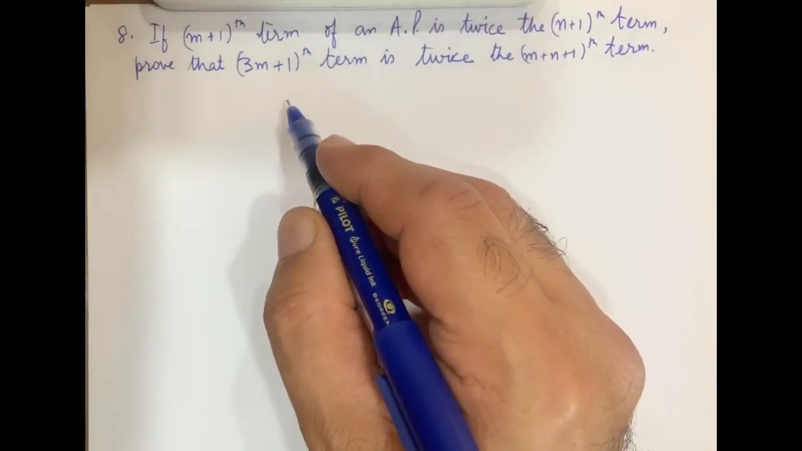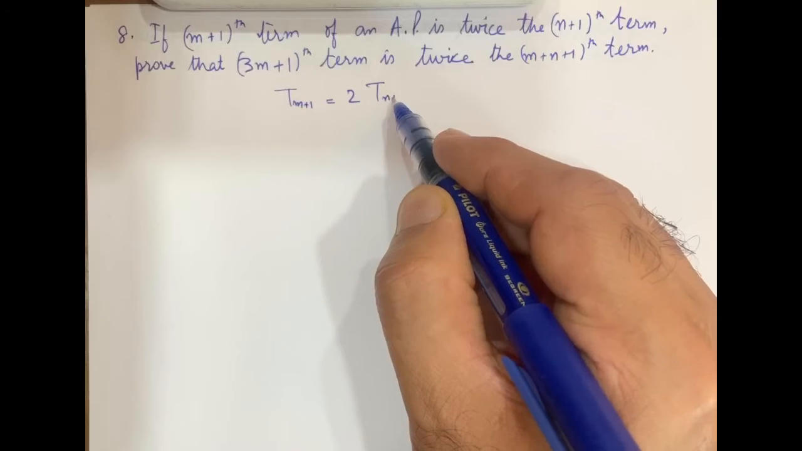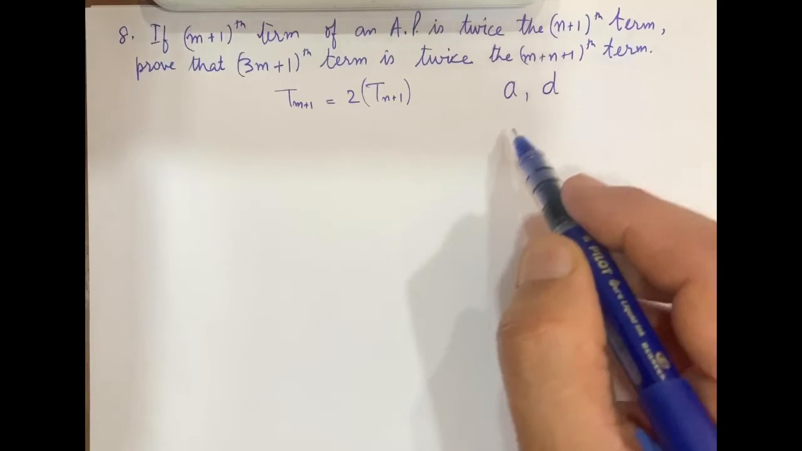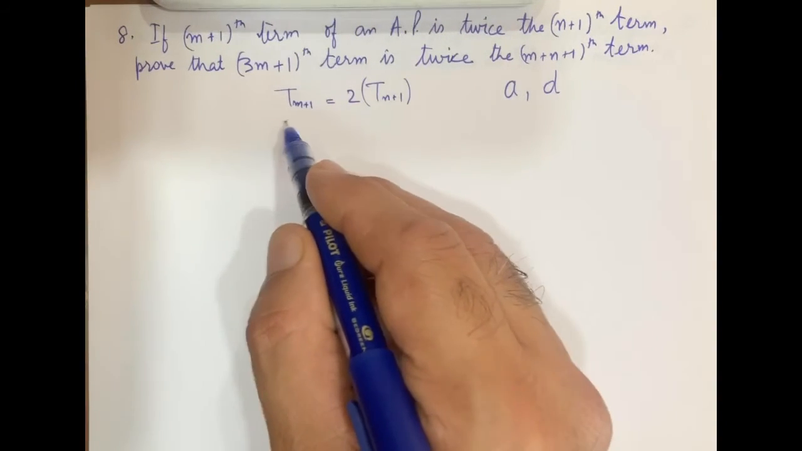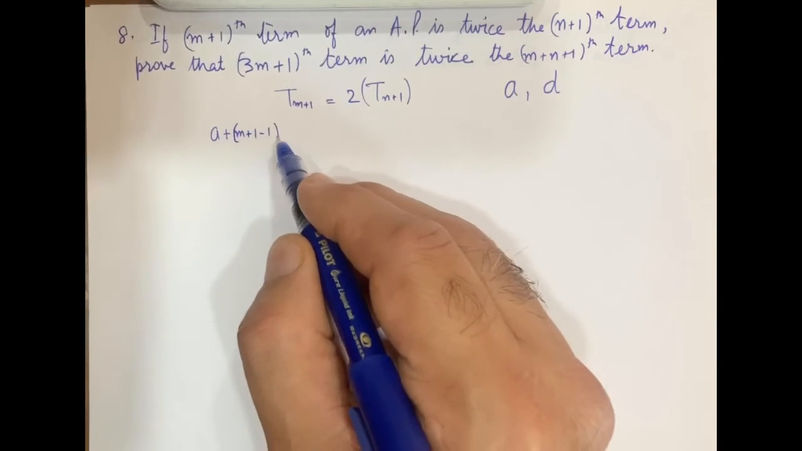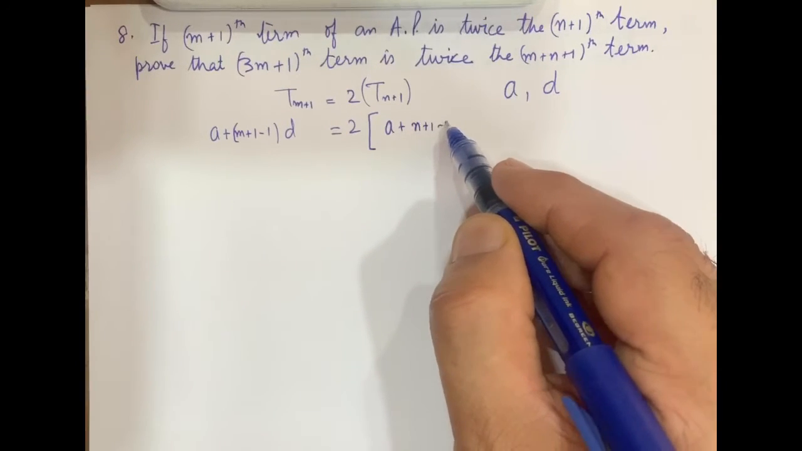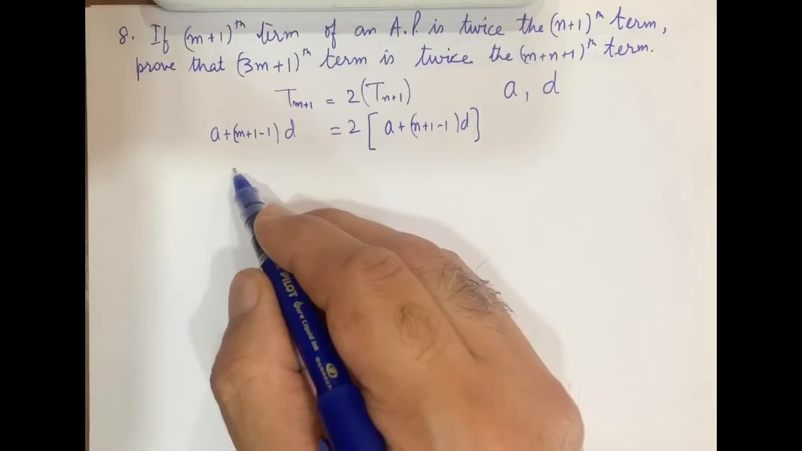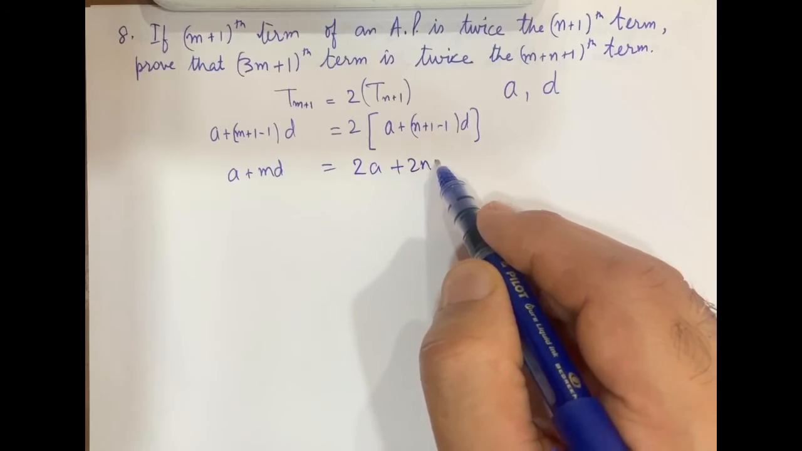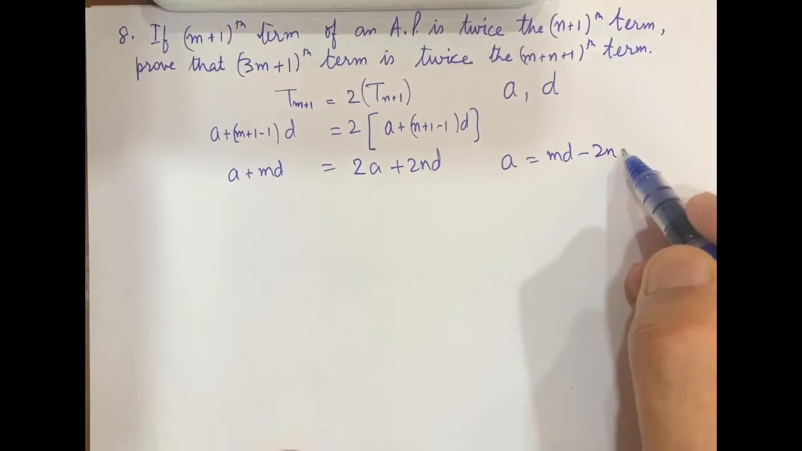We are given that the m plus first term of an AP, t m plus 1, is 2 times t n plus 1. So let us say the first term of the AP is a and the common difference is d. So we substitute values here. The m plus first term means a plus m plus 1 minus 1 into d. This is 2 times t n plus 1, a plus n plus 1 minus 1 into d. That's a plus md. This is equal to 2a plus 2n into d. Or we can say a is equal to md minus 2nd.